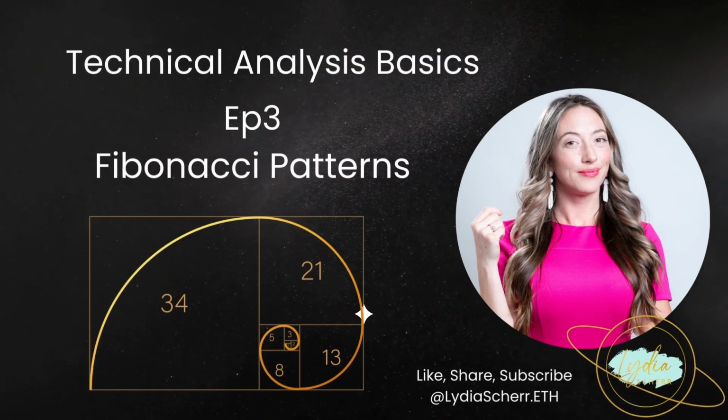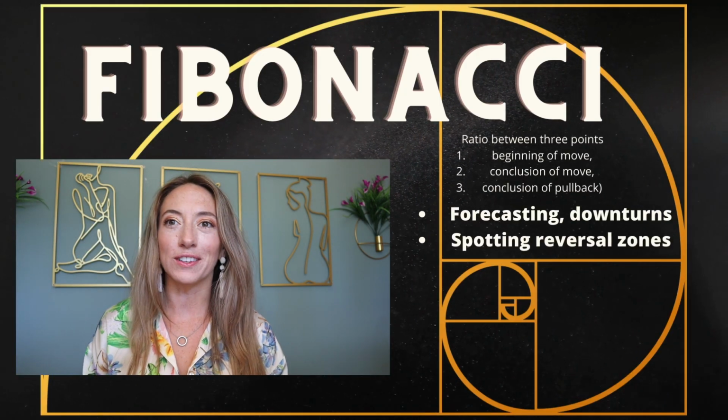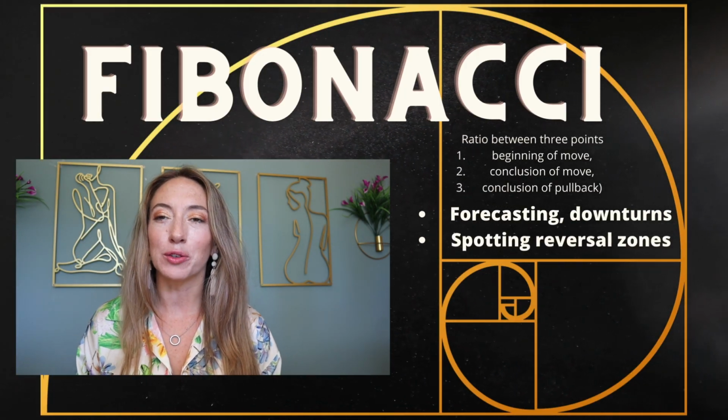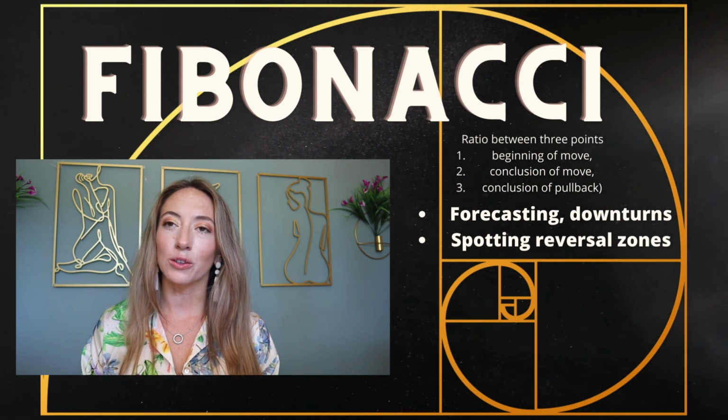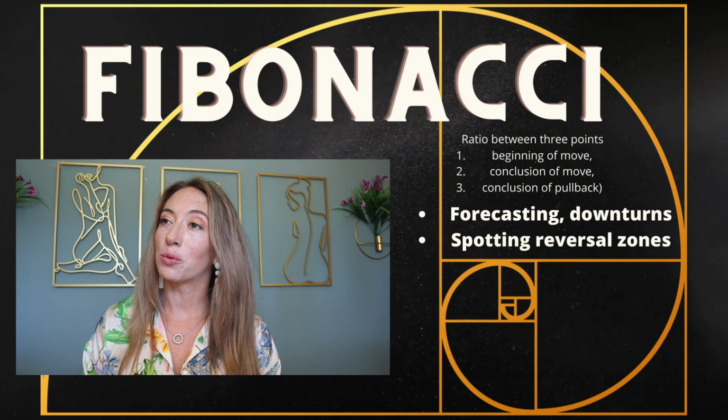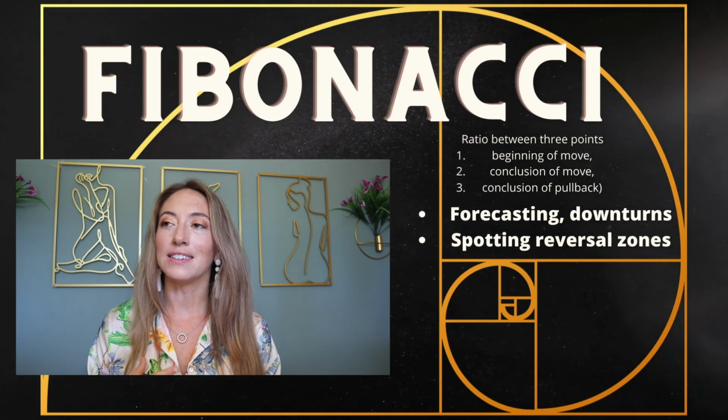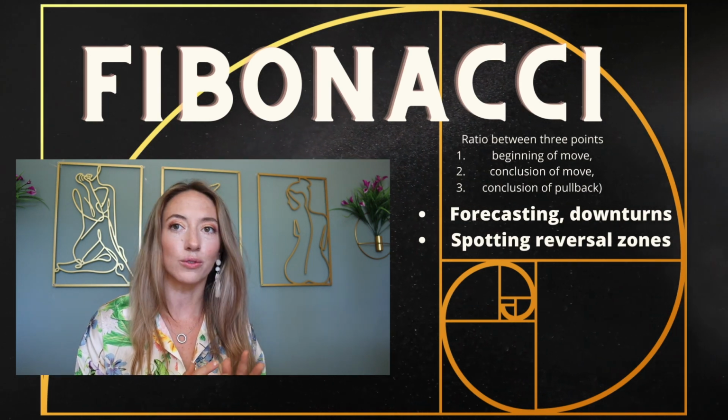We're going to talk about Fibonacci patterns. So what is Fibonacci? I'm sure this pattern looks familiar to you. This is a ratio between 3 points: the beginning of a move, the conclusion of a move, and the conclusion of a pullback. This is used for forecasting downturns as well as spotting reversal zones on a chart.